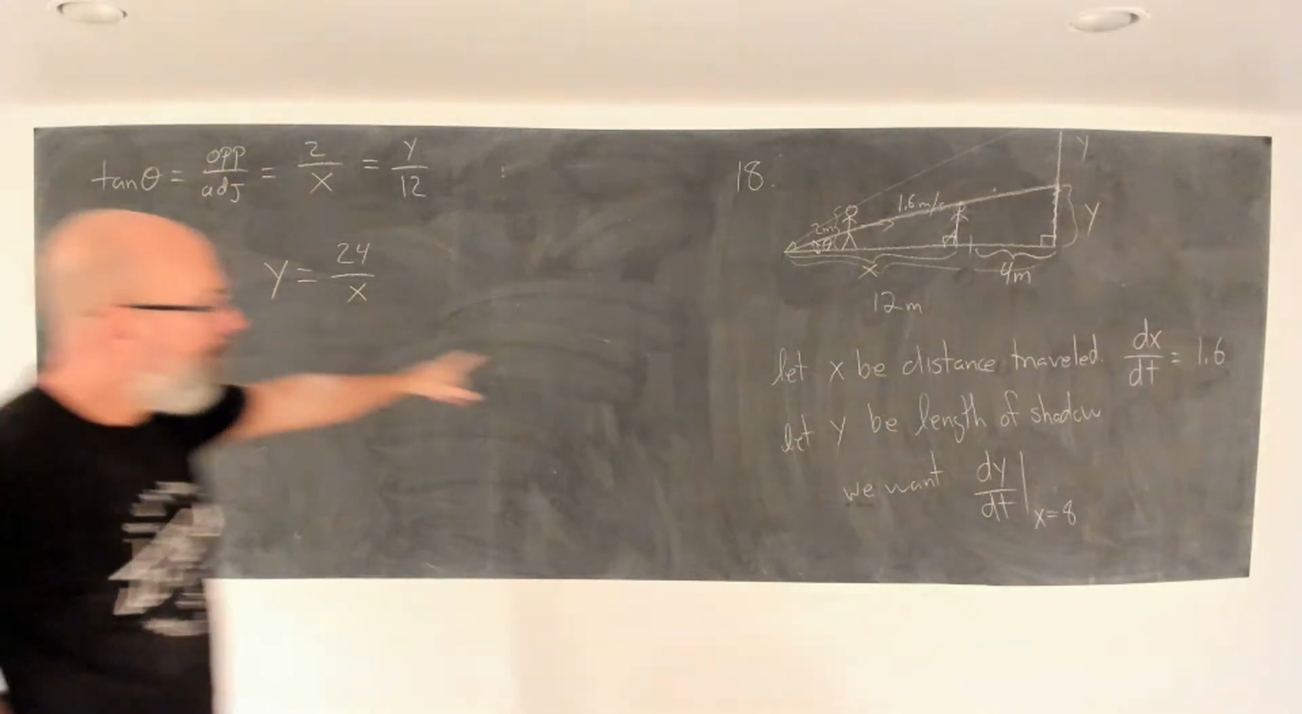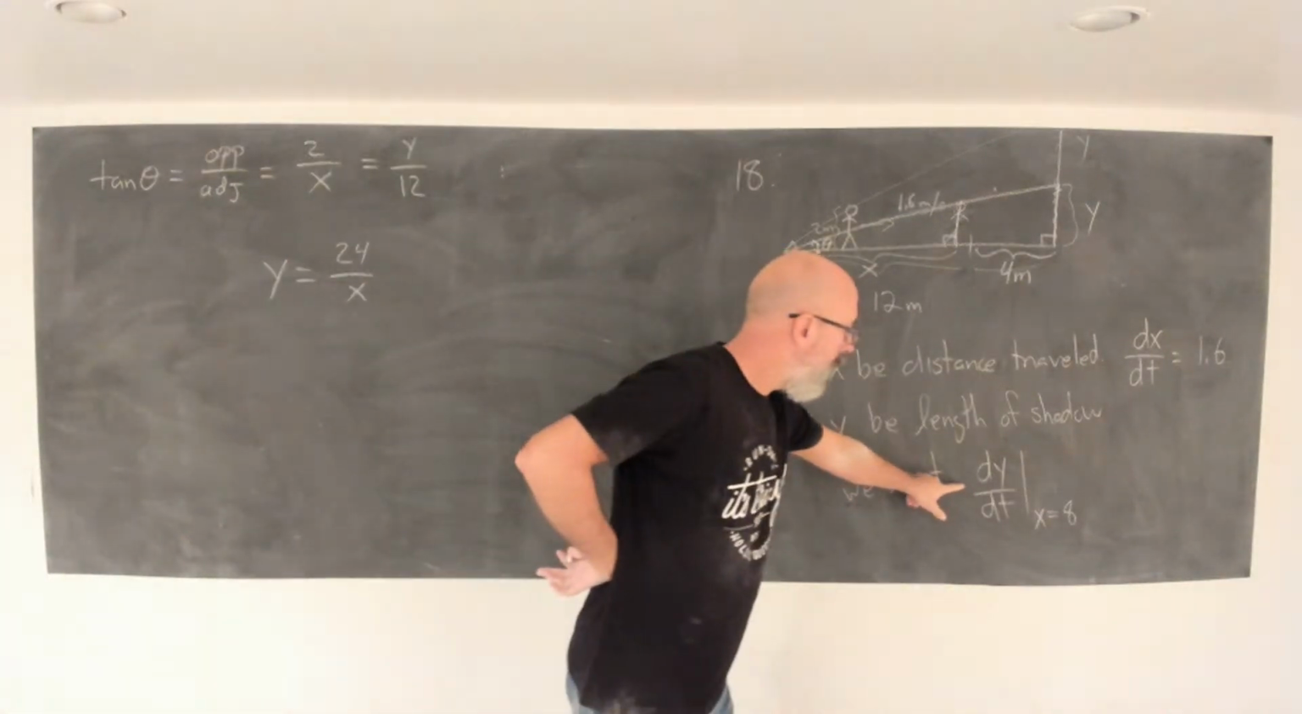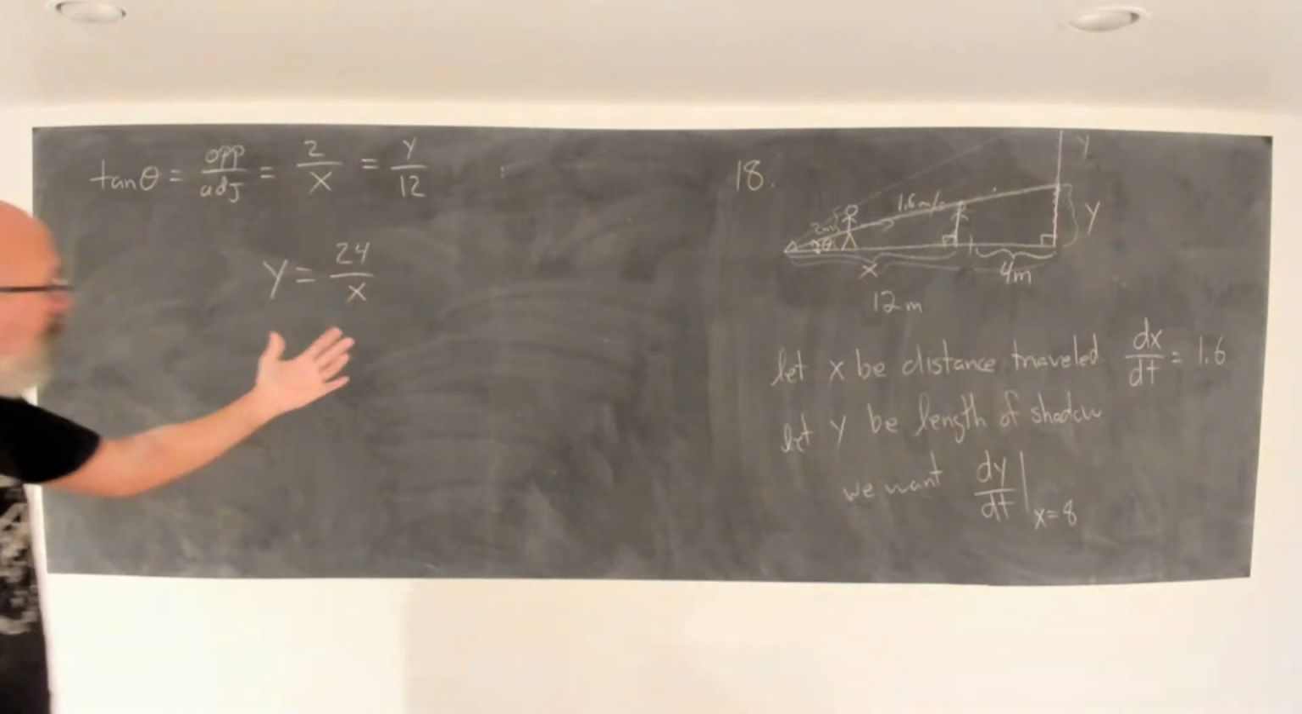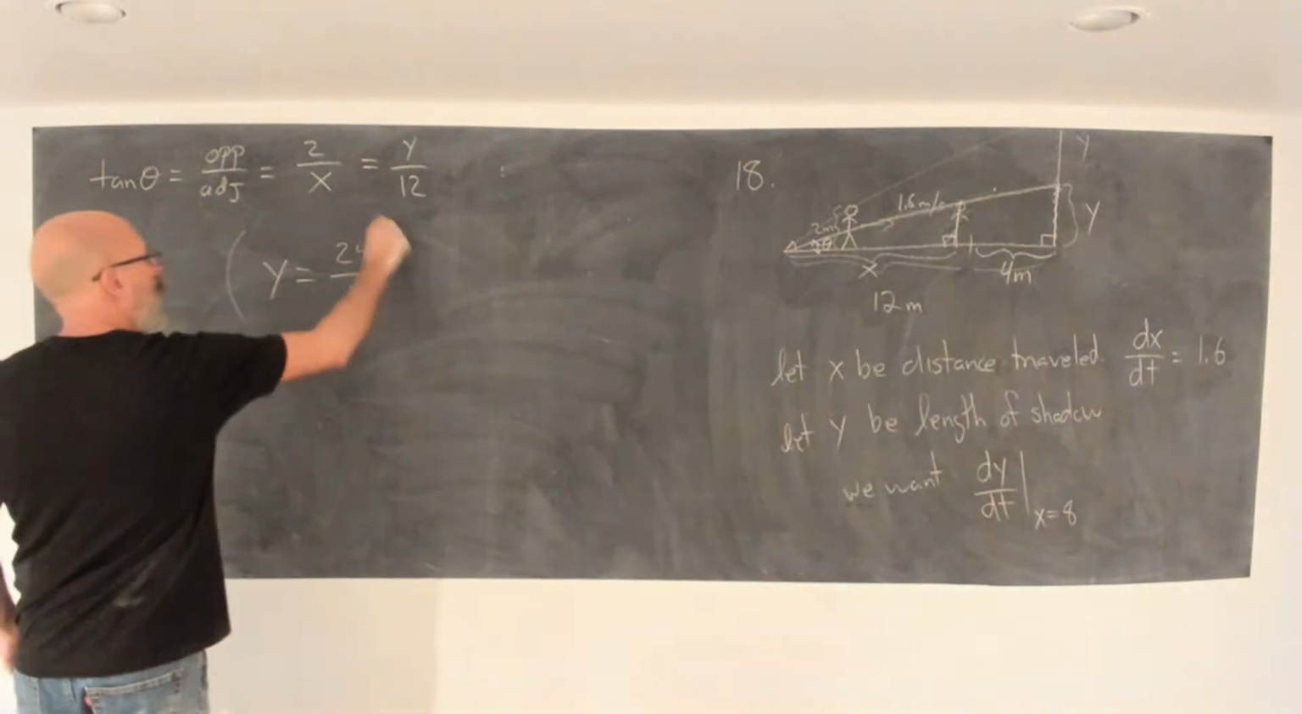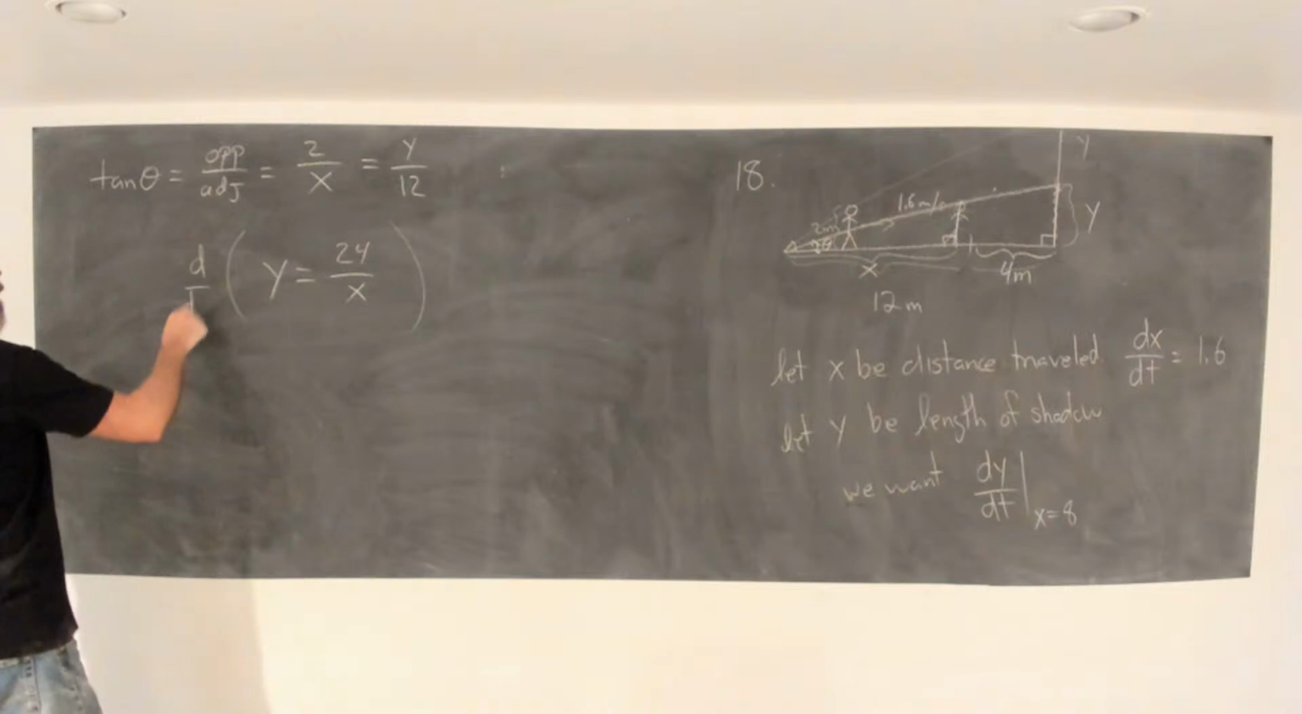What do we want? We want dy/dt. Differentiate the whole equation with respect to t.